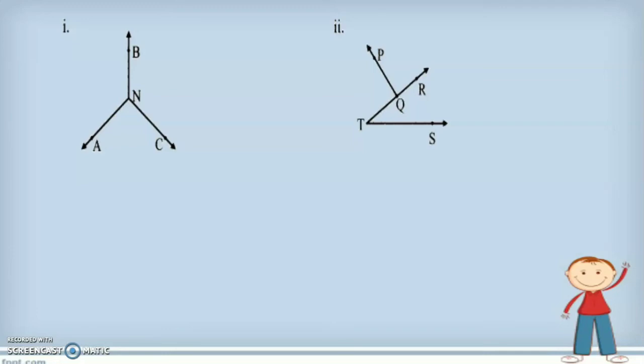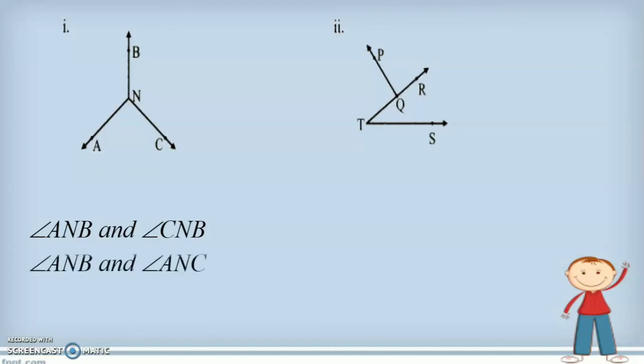So, in the first example, we have the first pair as angle ANB and angle CNB, which has NB as the common arm, N as the common vertex, and angle ANB and angle CNB have separate interiors.